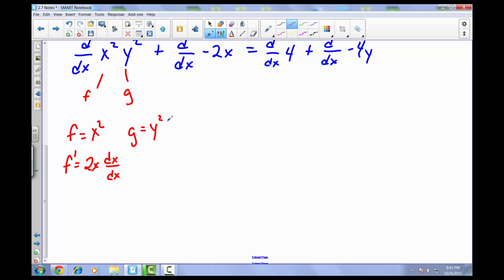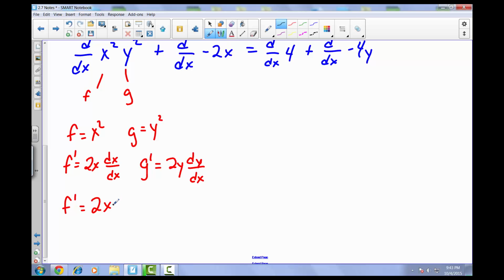Taking the derivative of y squared, well, that is also a chain rule. So this squared term being your outside function would give you g prime is equal to 2y. And then taking the derivative of that inside, you'd end up with dy over dx. Just simplifying a little bit, we end up with f prime is equal to just 2x because dx divided by dx is just 1. So that doesn't really change anything. This guy's already simplified though.